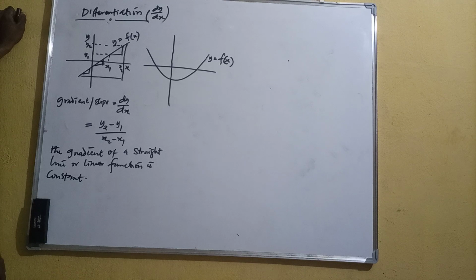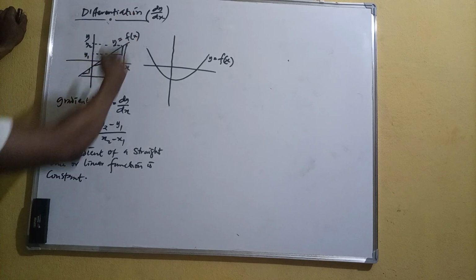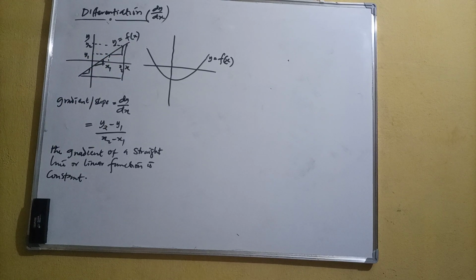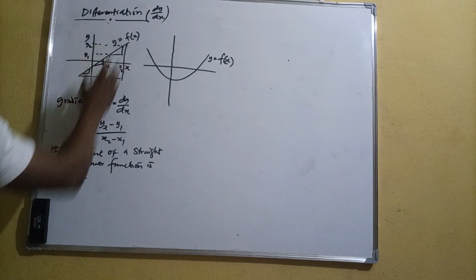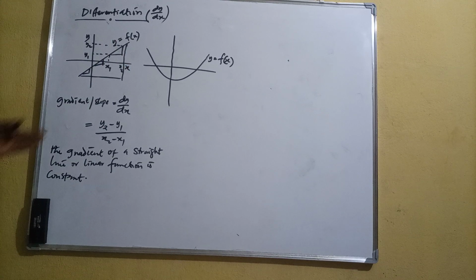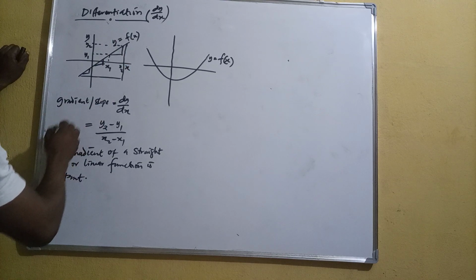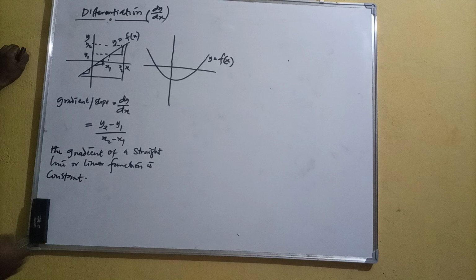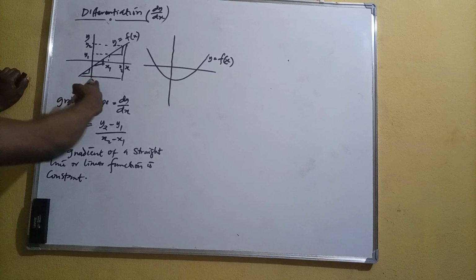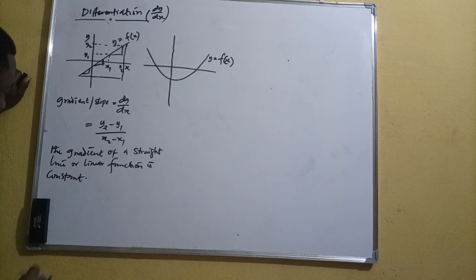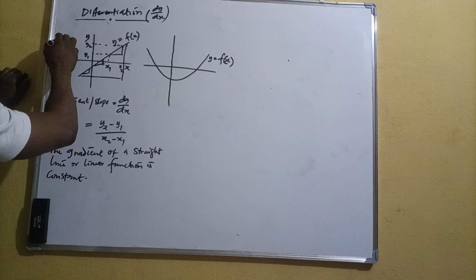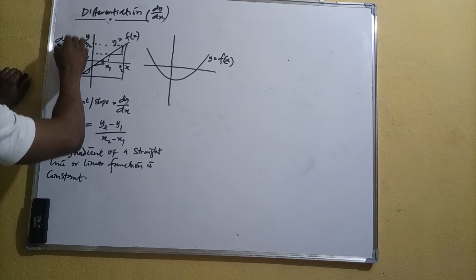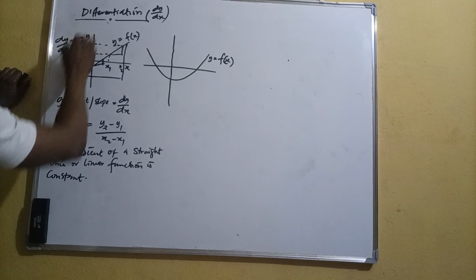The gradient is constant. So if you look at this particular straight line graph, it is an accelerating straight line graph. You see the way it is going is accelerating. So the gradient of this is positive. The gradient of an accelerating graph of this nature is positive. In this case, the dy/dx of this is going to be positive.